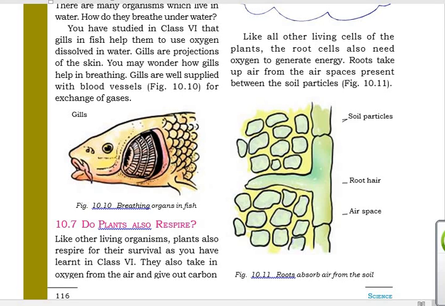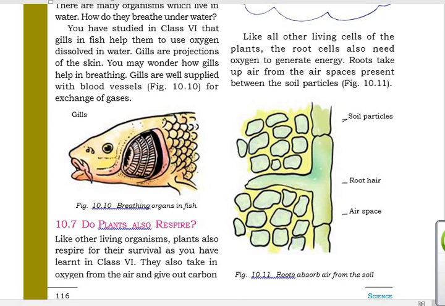For us, we can take in air only through the nose, or at most through the mouth also, and the exchange of gases takes place. But in the case of plants, not only leaves but other parts of the plant can also independently take oxygen from the atmosphere and give out carbon dioxide. The leaves of plants have tiny pores called stomata for the exchange of oxygen as well as carbon dioxide.